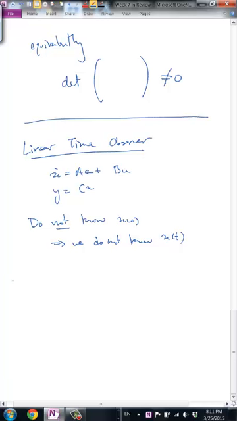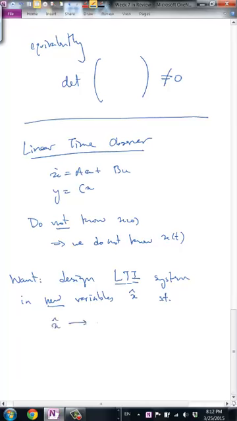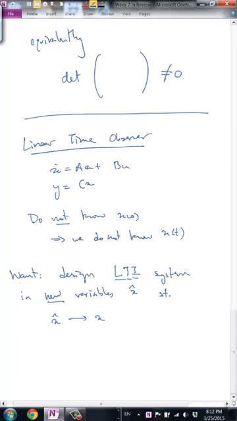So what we'd like to do is design a linear time invariant LTI system in new variables. These are variables that you're going to simulate on your computer, or you're going to create using integrators. New variables x hat such that x hat converges to x. So this is what we would like to do.